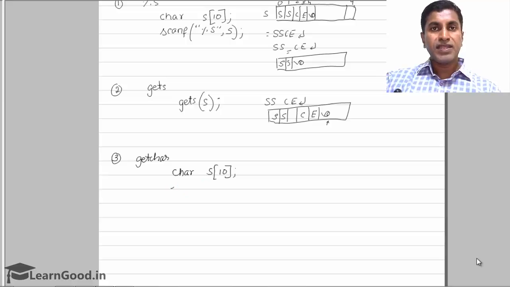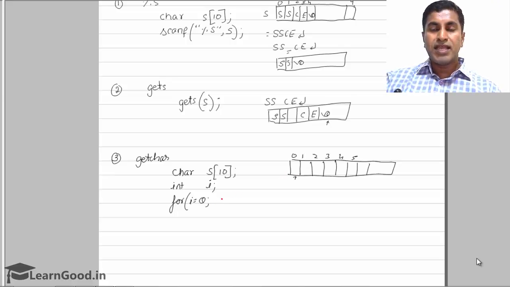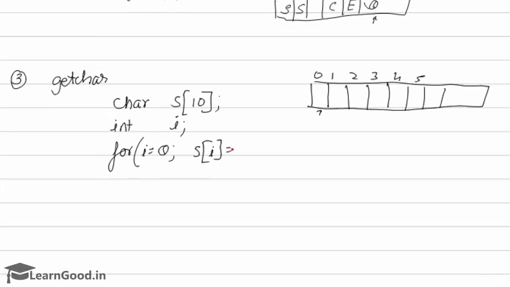And for the index variable, we can take an i. So here, take a for loop where you initialize your i value equals to 0. That is, i is pointing to the first location, and I will read that first location value by giving here s of i is equals to getchar. So getchar reads a single character. The cursor will be visible on the screen.